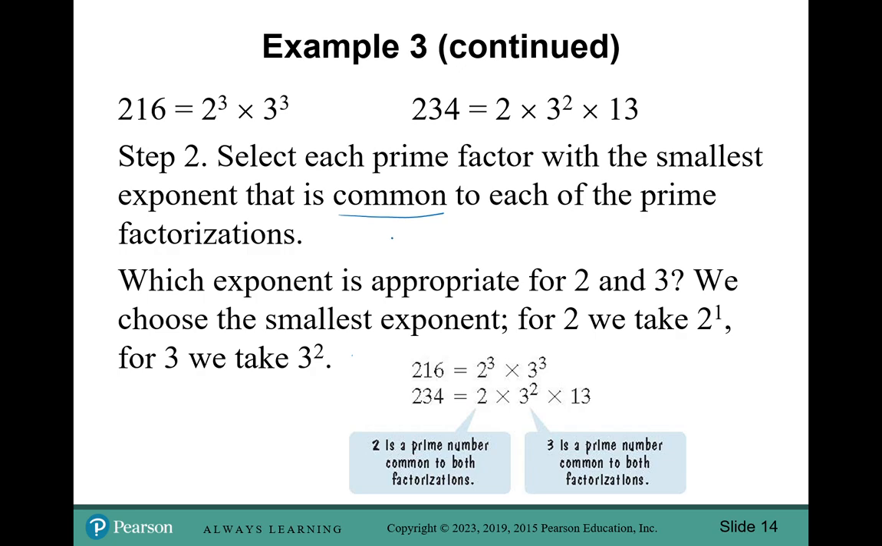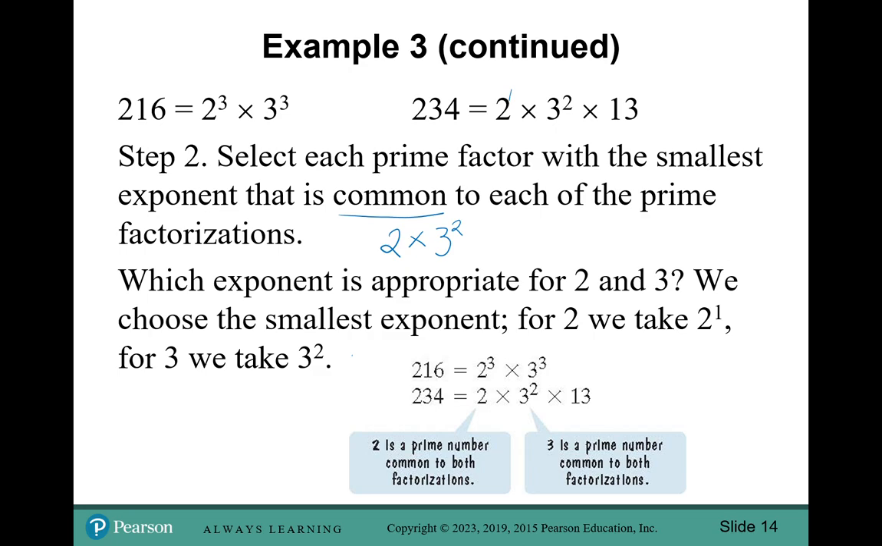We do have a 2 in common, and the smallest exponent on that 2 is the 1. The 1 is imaginary there. It's just hiding up there. We don't necessarily write 1 exponents, but there is a 1 up there. And then we also have a 3 in common, and the smallest one of those is the 2 exponent. So we'll write that.